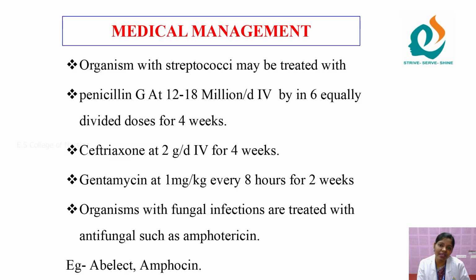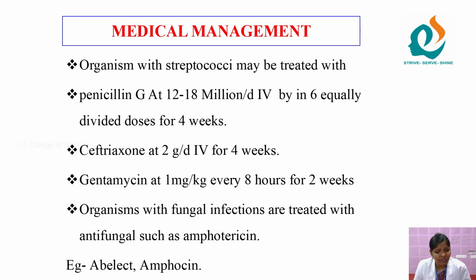Next, we move on to the medical management. In medical management, you give penicillin antibiotics and then ceftriaxone and gentamicin. Those antibiotics are needed for medical management. Organisms with streptococcus may be treated with penicillin G at 12 to 18 million units IV in 6 equally divided doses for 4 weeks, ceftriaxone at 2 grams IV for 4 weeks, and gentamicin at 1 mg per kg every 8 hours for 2 weeks.